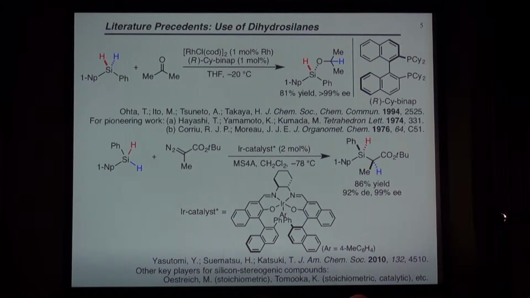For example, in 1994, Professor Takaya reported the ketone hydrosilylation using this type of prochiral dihydrosilanes using a rhodium cyclohexyl binap system, giving the corresponding silyl ether in greater than 99% ee. Another example shown here was developed by Professor Katsuki, who described the use of an iridium silane complex as an effective catalyst for the insertion of diazo compounds into the silicon-hydrogen bond to give the corresponding silicon and carbon stereogenic compound with high diastereo- and enantioselectivity.